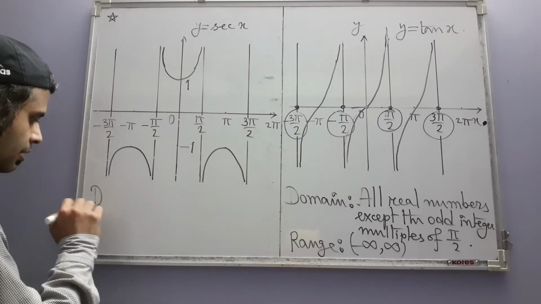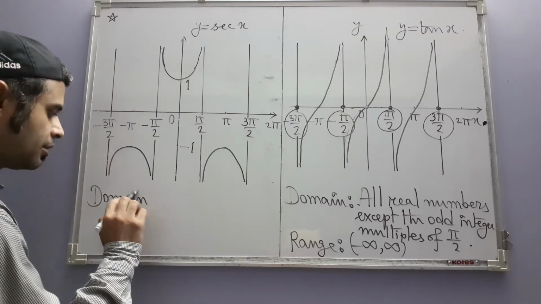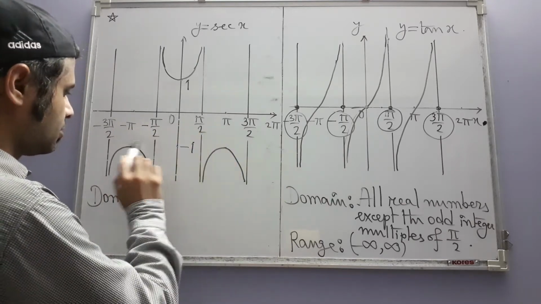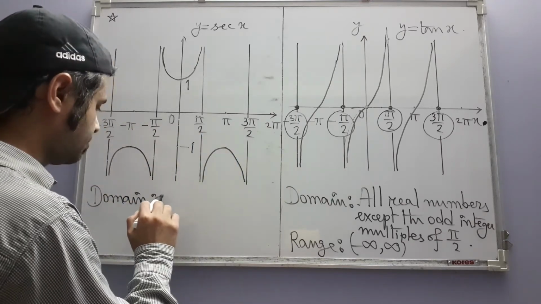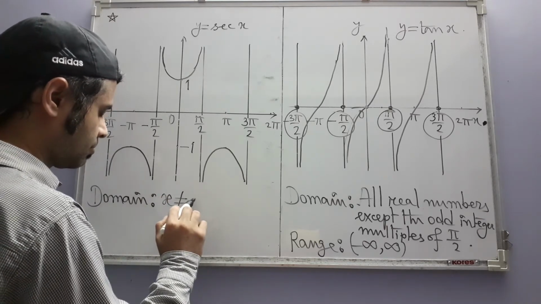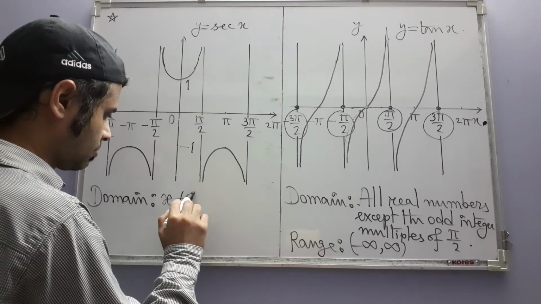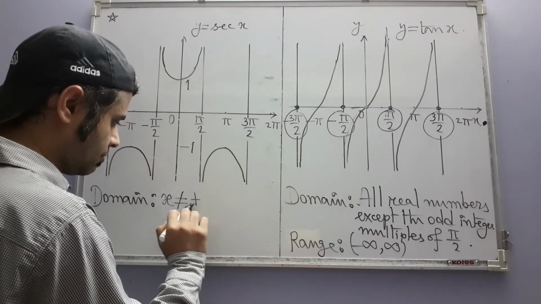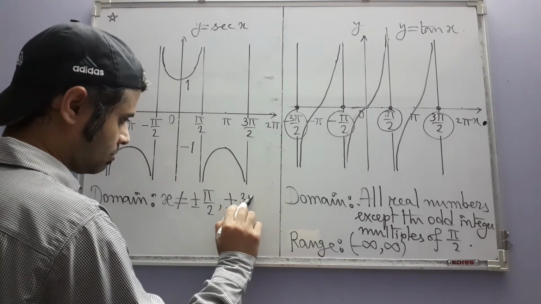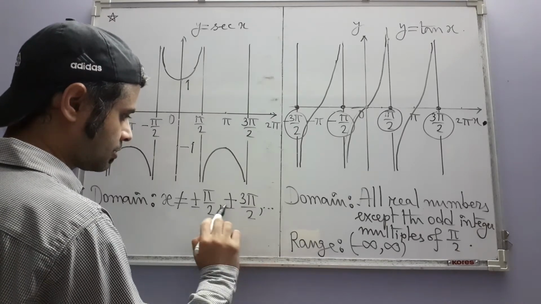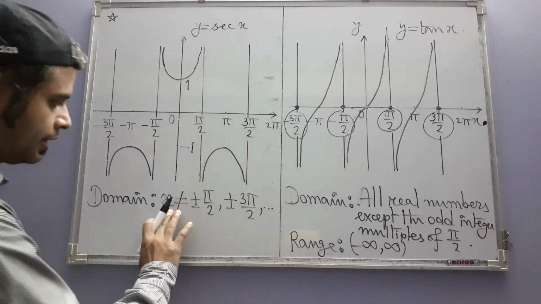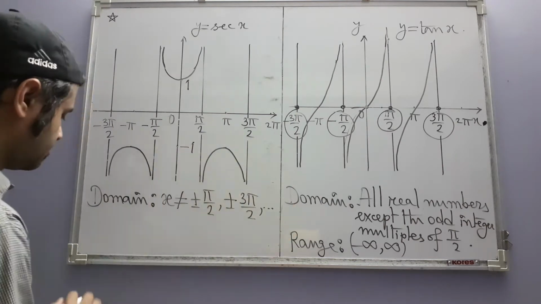And that is why here domain, of course, is just like tan x. We have avoided these points, the odd integer multiples of pi divided by 2. Both positive and negative. Plus or minus 5 pi by 2, 7 pi by 2, and so on. So those points have to be avoided. x can be any real number except these.